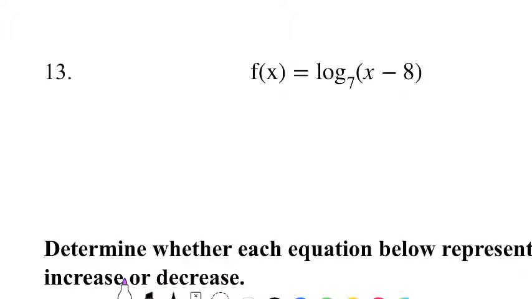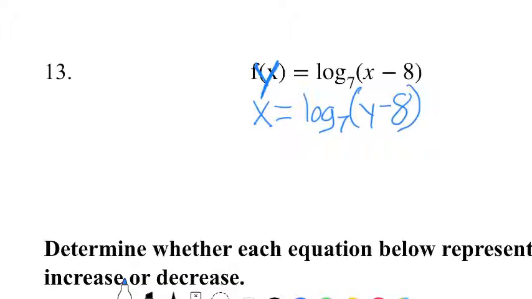So 13, we're given a log, and we've got to find the inverse. So we have this f of x. We can change it to y. Then we're going to flip our x and our y. So we have x instead of y equals log base 7 of y minus 8. If you need to highlight it, do whatever you need to.